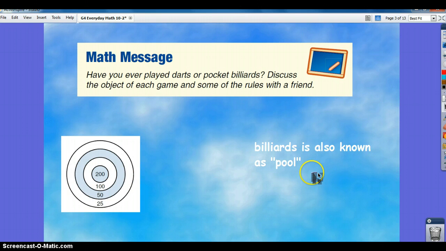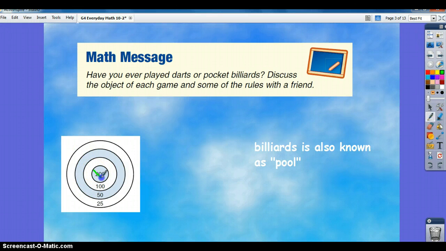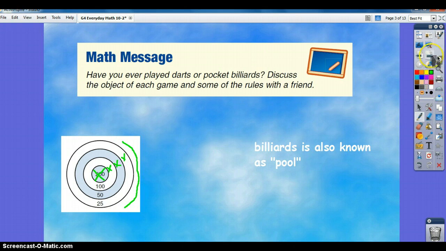Have you ever played darts or pocket billiards, which is pool? What's the objective of the game? In case you don't know, in darts, you try to get the center circle because that's where you're going to get your most points. When you throw your dart, you're hoping to get a 200. In the outer circle, you would get 100. Even further out, you'd only get 50 points. And finally, on the outer circle, it's 25. And unfortunately, if you don't get it in the circle at all out in this area, you would get 0.